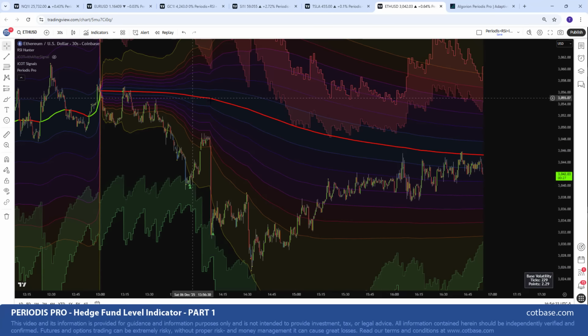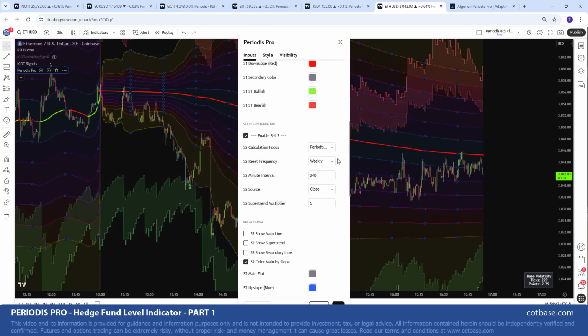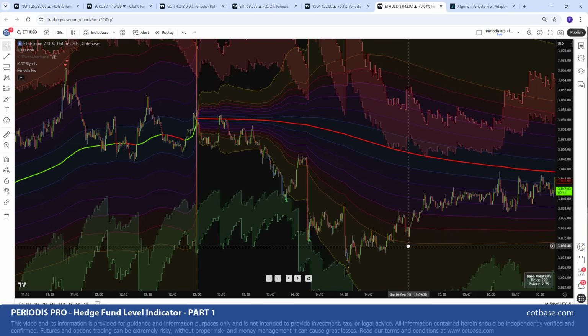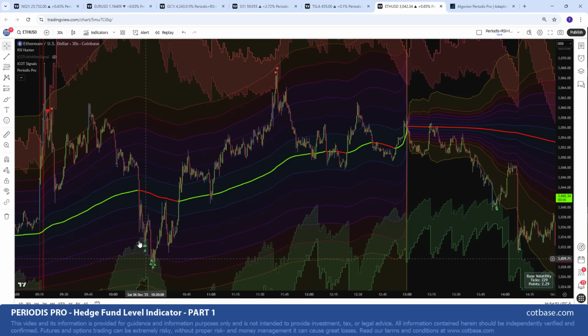Look at that. Look at that beautiful red line over there. And that's by the way, that's a weekly. And of course, the architect will explain this in a bit more detail than I can. I'm not the designer of this indicator, but just a simple user and somebody finding value. Look at that, guys. RSI Hunter, top over there, bottom over here, top over there, and in between, all the levels from Periodis Pro. Truly amazing, guys. This is a one of a kind indicator.